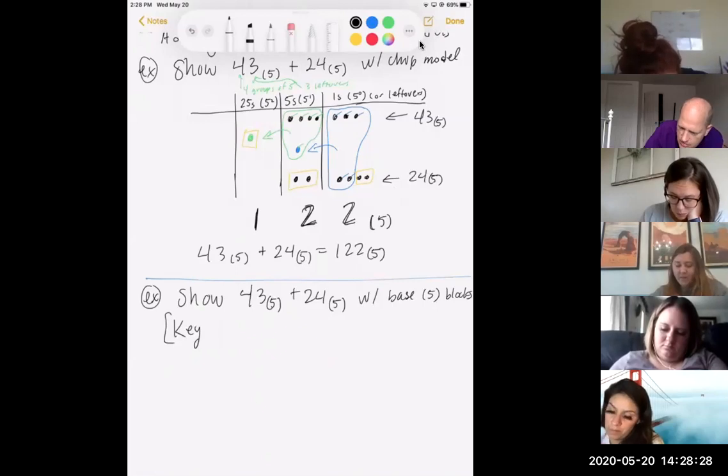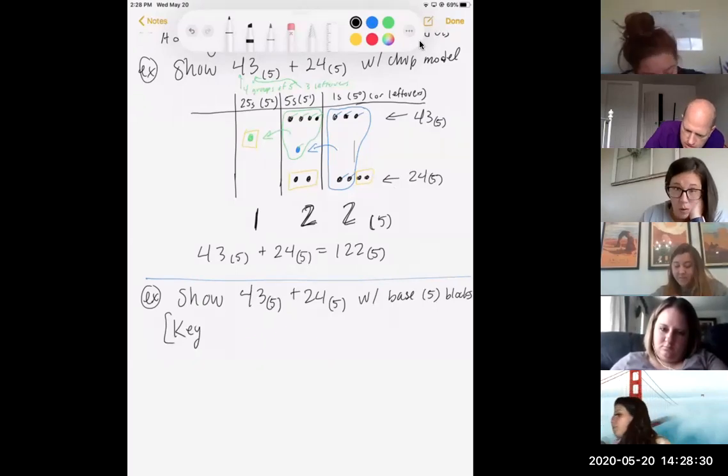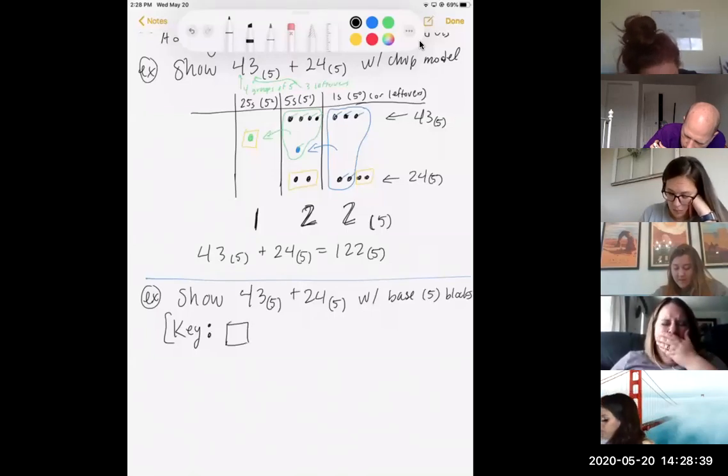As we can see from the chip model, I'm using leftovers. I'm using 5s and 25. So I only need 3 places. But if I needed to get to 4 places, that's how much we can model with our base blocks.